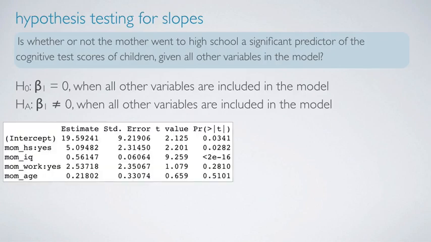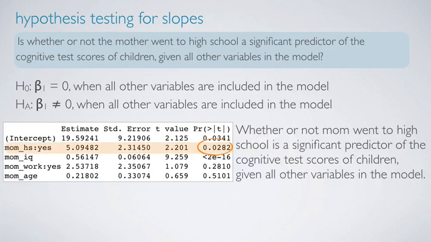The regression output, as usual, gives us everything that we need. All we need to do is to look on the row for the mother's high school status and take a look at the p-value for that. Since this is a small p-value, we can determine that whether or not mom went to high school is a significant predictor of the cognitive test scores of children given all other variables in the model.